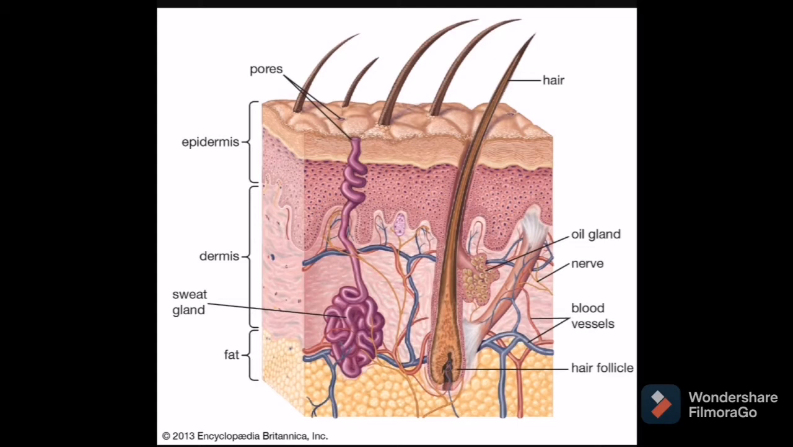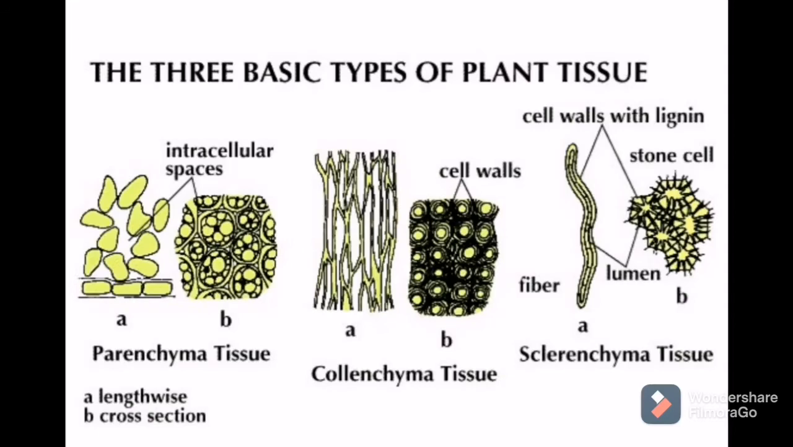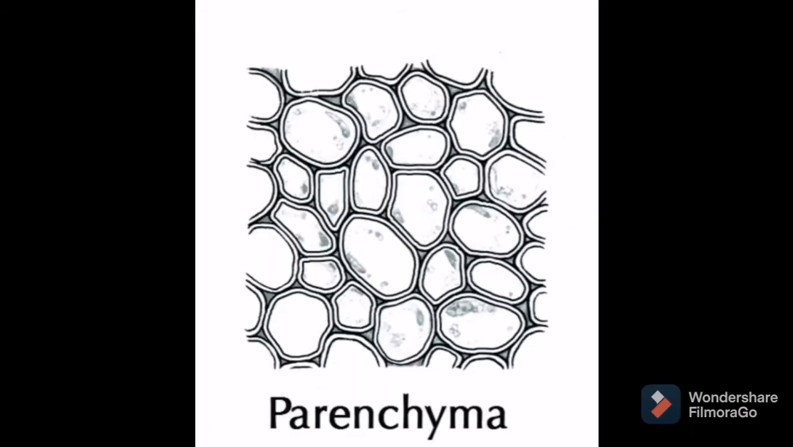So, supportive tissue. It is of several types. The three most important ones are parenchyma, collenchyma, and sclerenchyma. Parenchyma: large thin-walled cells, oval, circular, or polygonal in shape. Parenchyma cells usually have a single large vacuole. It is found in soft parts of plants such as the cortex, the outer region, and in the pith, the central region.